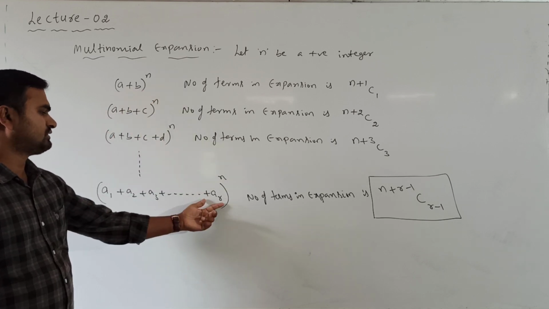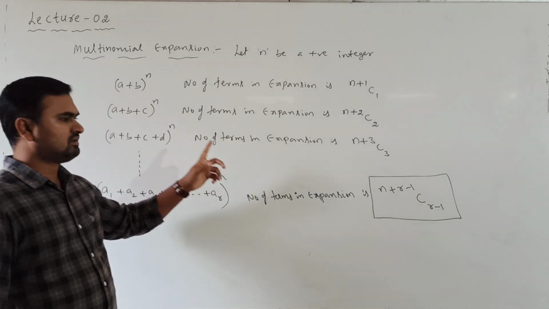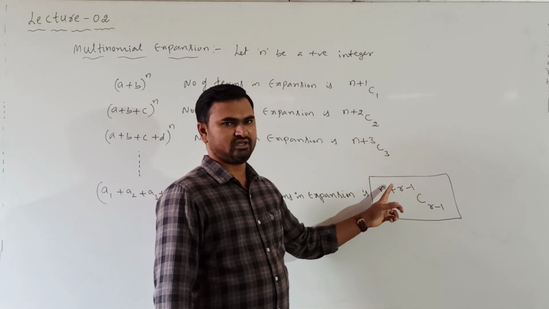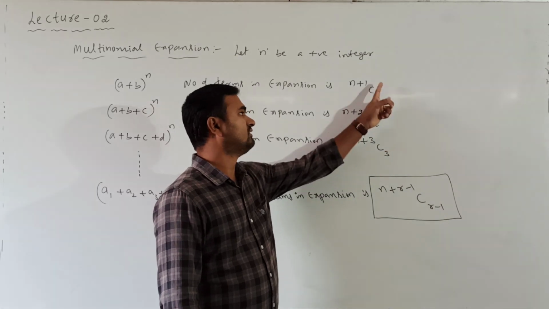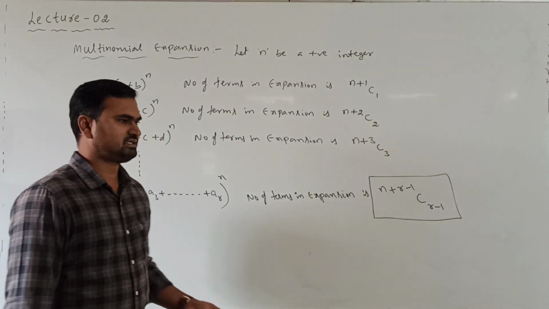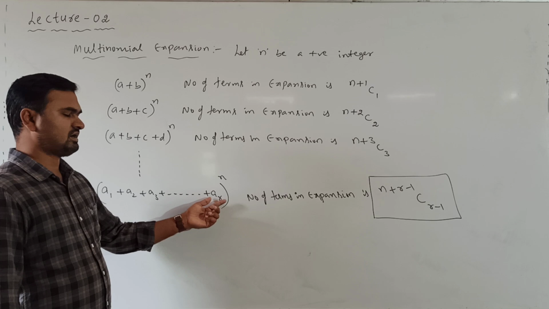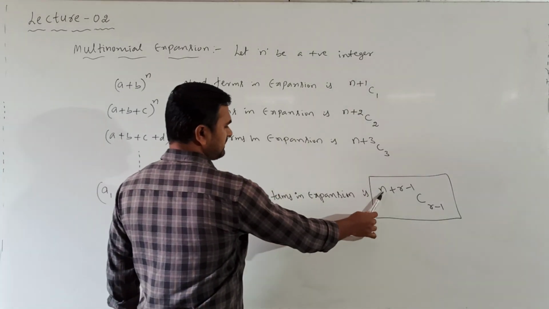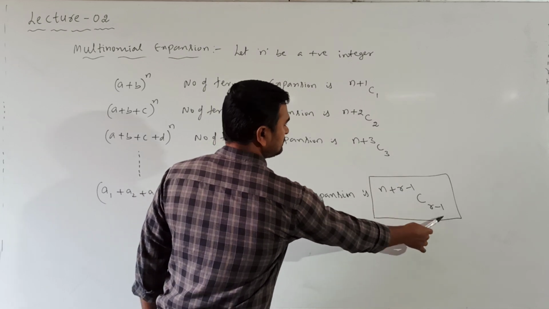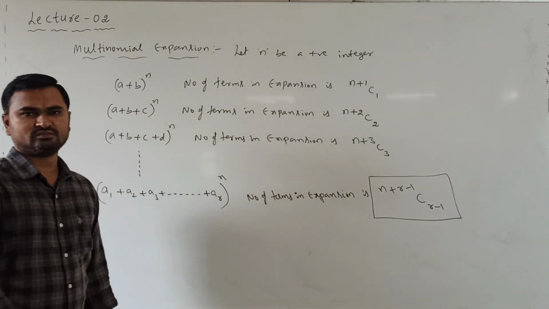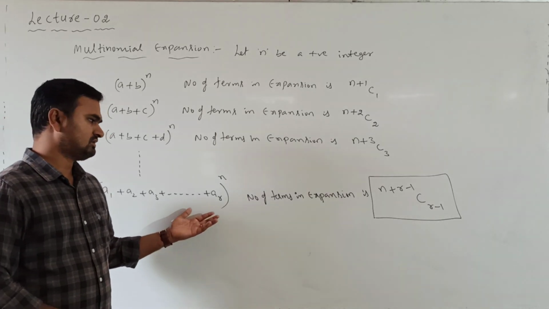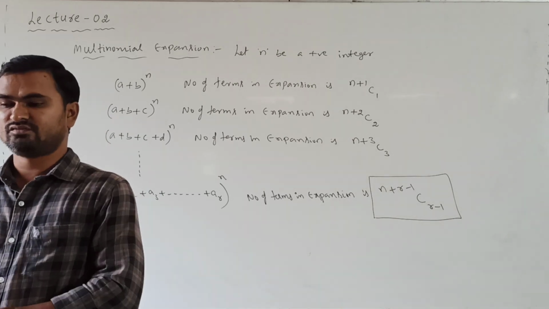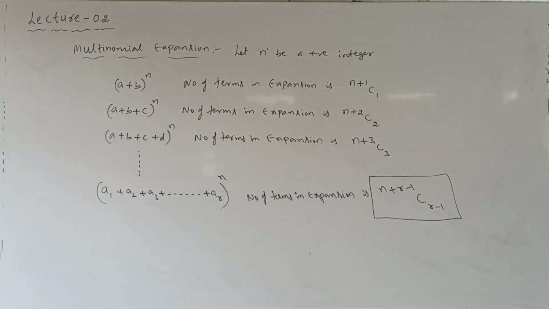If I take r as 2, that will be binomial. r is 2 means (n+2-1)C1, that is (n+1)C1, the number of terms in the expansion. If we take r as 3, meaning expansion of 3 terms, n+3-1, that is (n+2)C2. That is the number of terms in the expansion. So these formulas you have to remember.